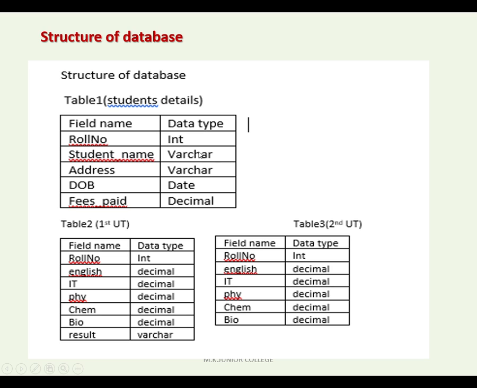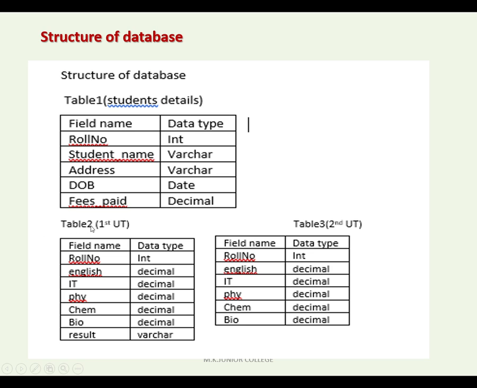Student name, naturally the length is not fixed, so I will consider it as a varchar. Okay, how to read it, varchar. Address, again I will consider as a varchar because the number of characters is not fixed. Date of birth, strictly I want a date to be entered, so I declared date here. Fees paid may be a decimal, because a decimal value can come there. So this is what the structure of table 1 is, where I am going to mention the field name and data type of that field.